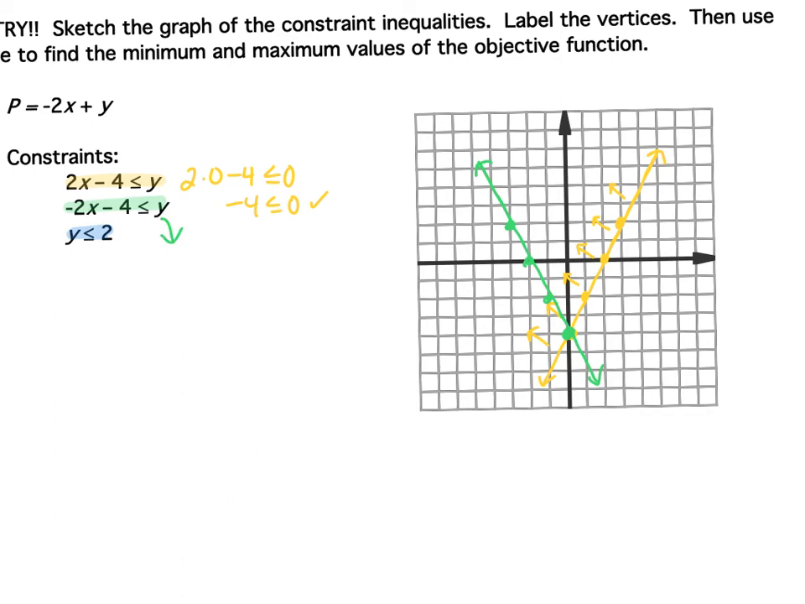Plugging in 0, I get negative 2 times 0 minus 4 is less than or equal to 0. So negative 4 is less than or equal to 0, which is true. Again, think of a number line. Negative 4 is smaller than 0. So I'm going to shade towards 0, 0.